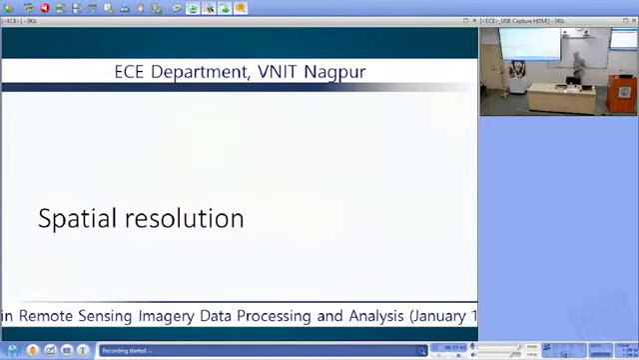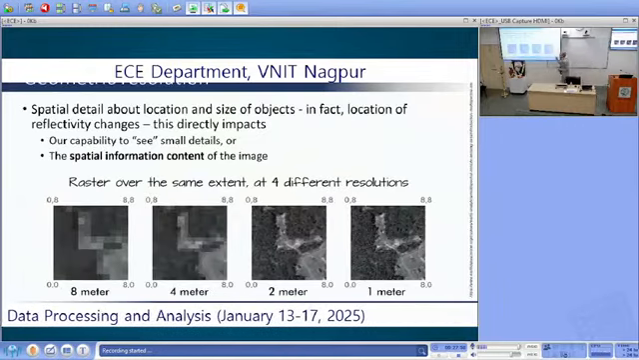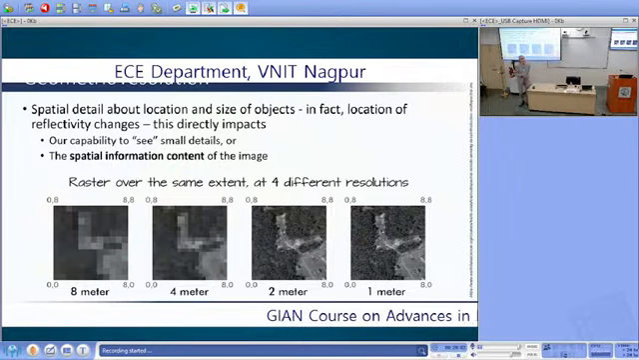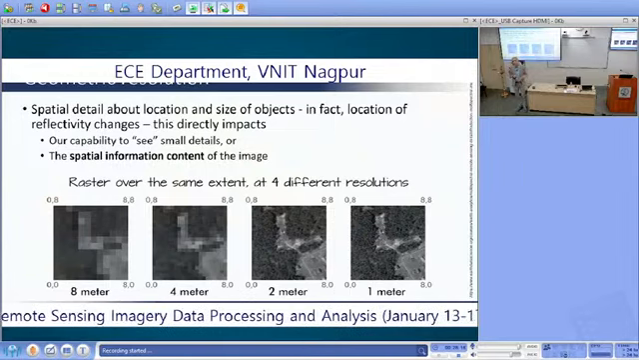Another important concept is spatial resolution. This is the most popular way of meaning resolution. When you think of resolution, like for example in the smartphone camera, resolution is arguably defined as megapixels, how many megapixels. Because more megapixels means smaller pixels, so better definition, et cetera. In this case, this is similar.